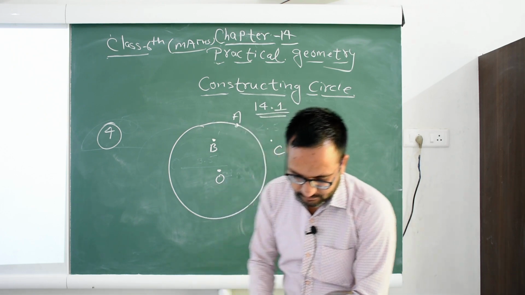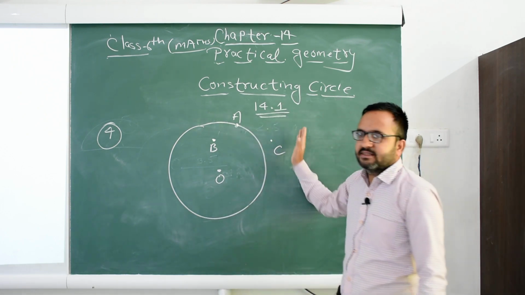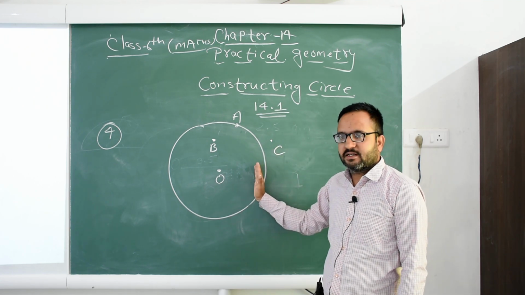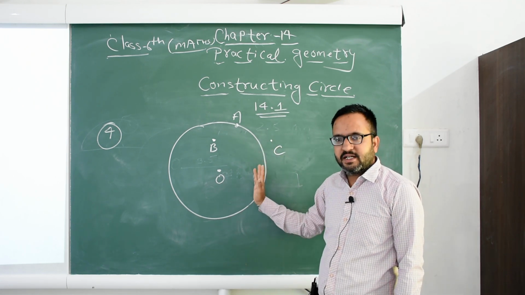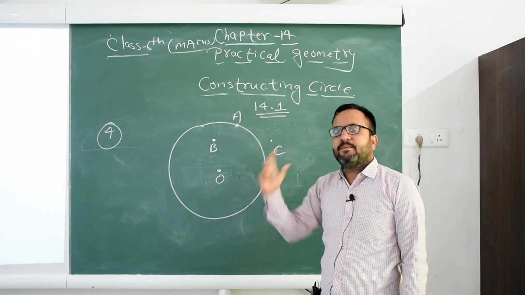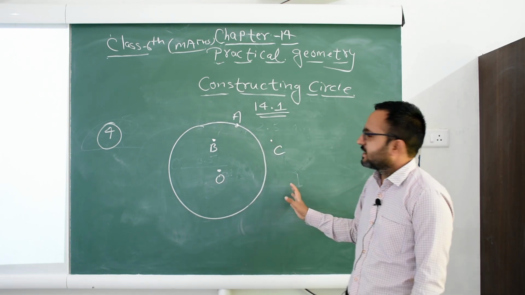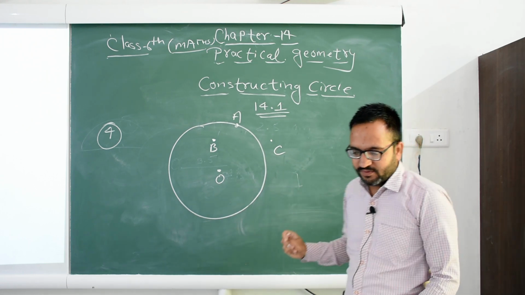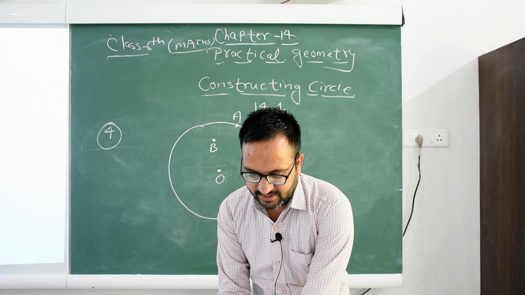Now this exercise is based on the circle. How to construct a circle, what is an interior point, what is an exterior point, how to draw a circle with the help of a compass and ruler. So this is exercise 14.1. Now we see constructing a line segment.